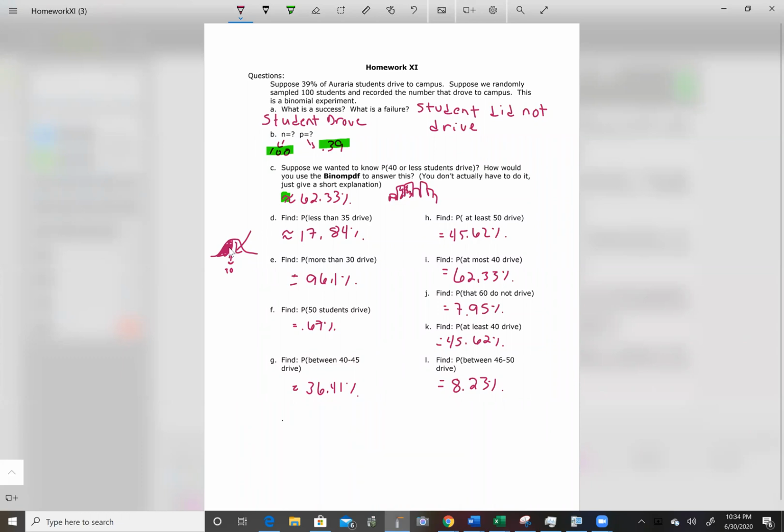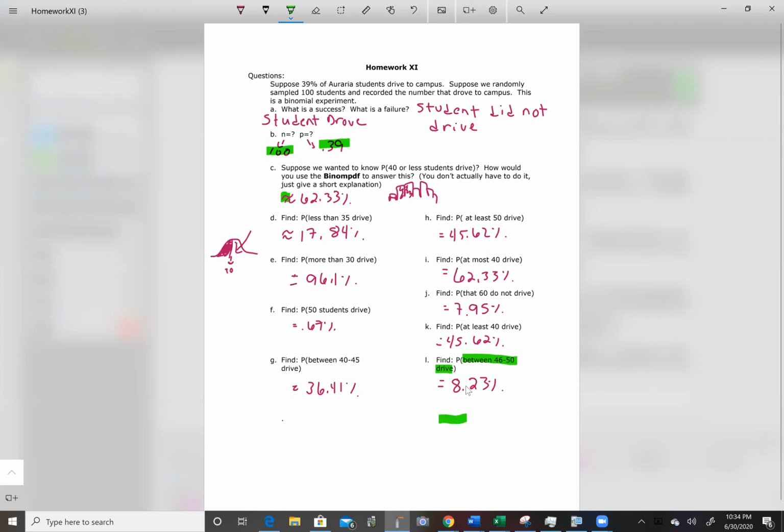What about, let's do one more using the calculator, and let's do one that's between. How about this one? Between 46 and 50. So this is a little bit trickier. I need to find the area below, with 45 and below, and I need to subtract that from the area of 50 and below, and that will give me what is in between. Let's see if I can draw what this looks like.